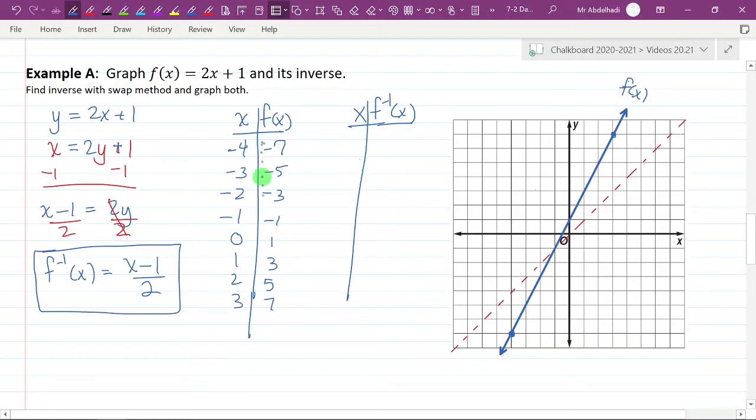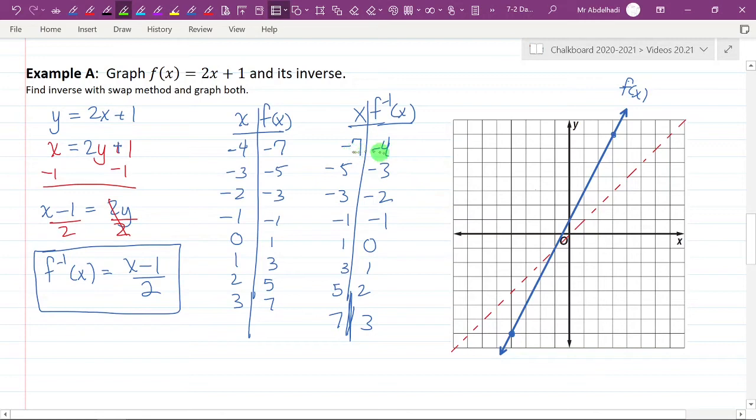What we can do is look at the table here and say, all right, we'll use a swap method. And instead of -4, 7, we can go 7, -4. And this will be -5, -3, and this will be -3. Just swap the x's and y's. And now we'll start drawing that.